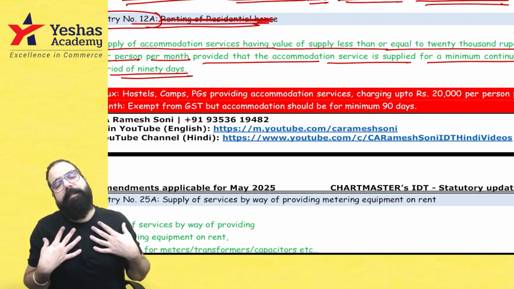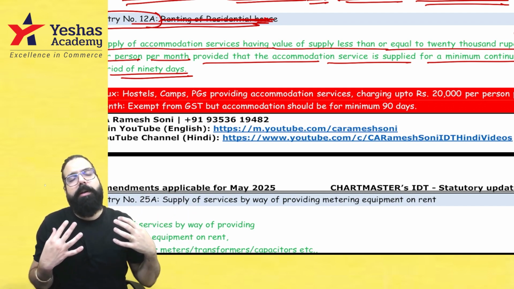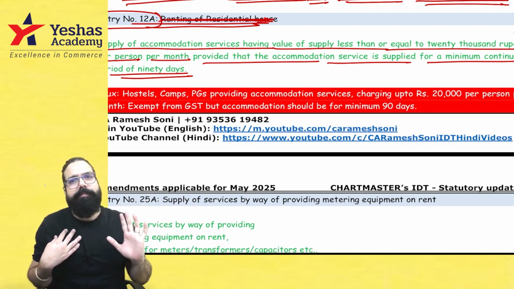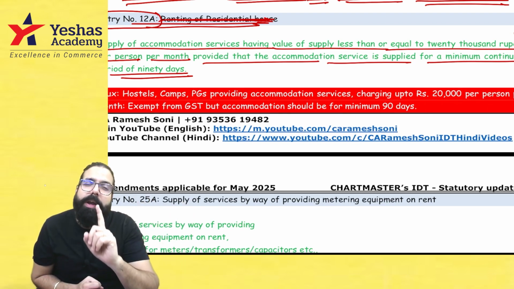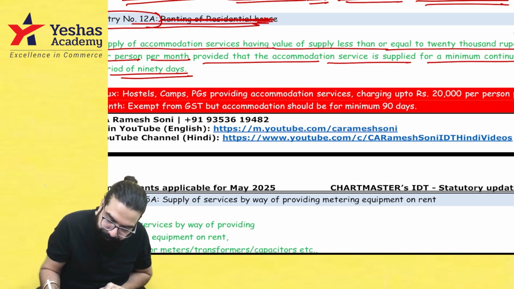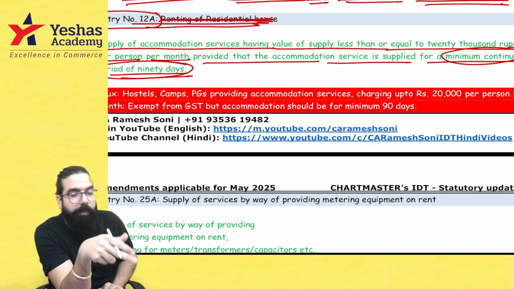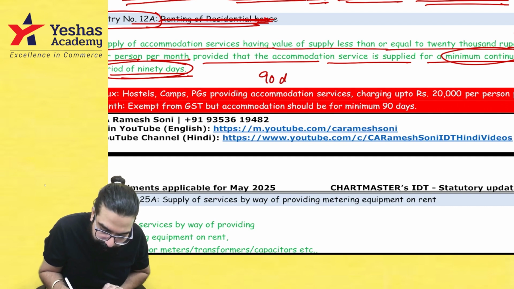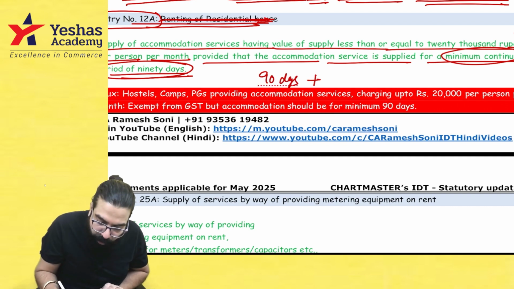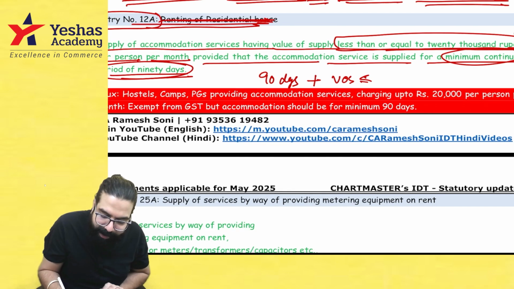So if I am a PG, this is important from the exam point of view. Whenever hostels and PGs rent the place to a student, they have to give the service for a minimum continuous period of 90 days, meaning you should have come to my hostel or PG and stayed for minimum 90 days. The criteria is minimum 90 days plus I should be charging less than or equal to 20,000 rupees, meaning the value of my supply should be less than or equal to 20,000. Then my service will be exempted.